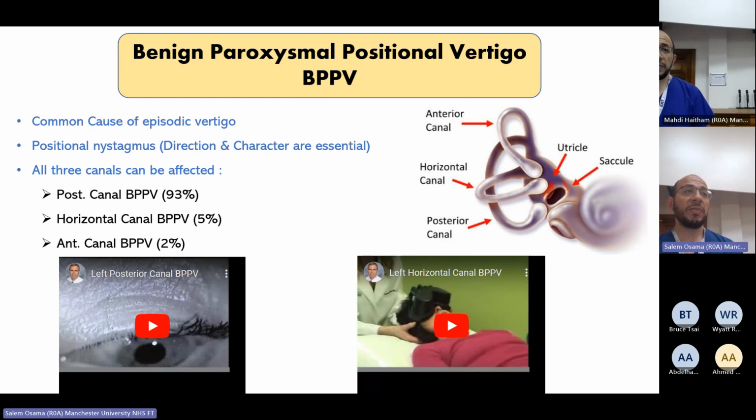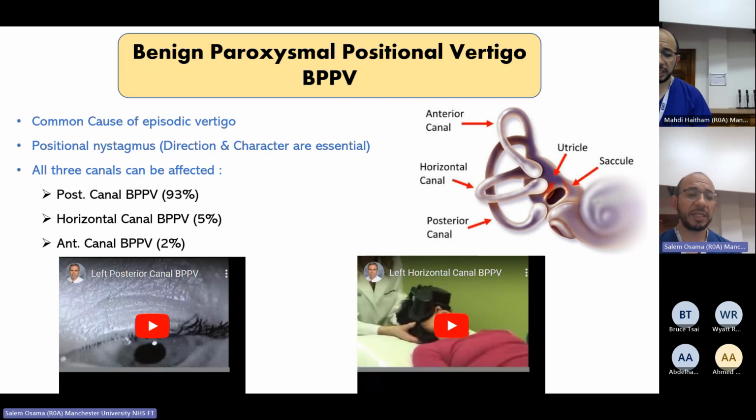But one of the important things that some of you may forget to document or look for is that it's not only that the patient has a nystagmus in position; you have to look into the direction and the character of these positional nystagmus, because some of them may be an indicator of a central disease. So it's not necessarily a BPPV if the patient has a positional vertigo. It could be something else. It could be something serious.